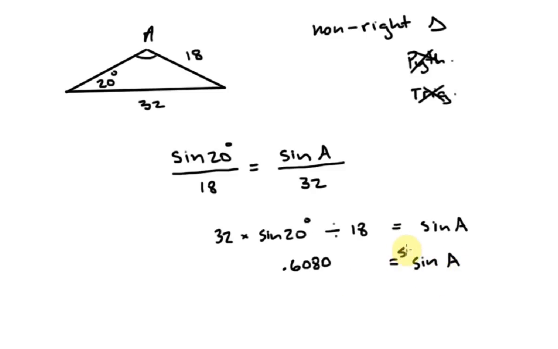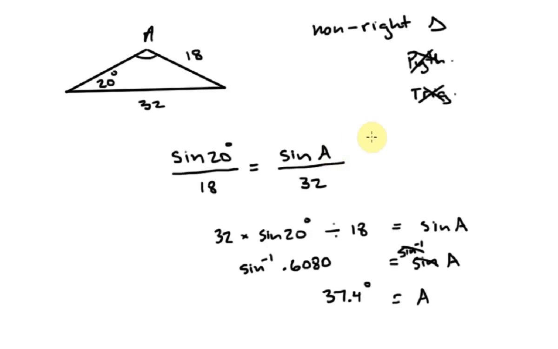I have to take sine inverse of both sides. So when I do that, the sine inverse gets rid of sine. Now I've solved for angle A. So I go sine inverse of 0.6080, and I get 37.4 degrees. So that's the difference in this question. There was a little extra step because we were searching for an angle.